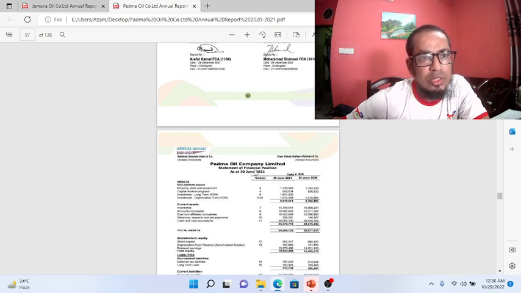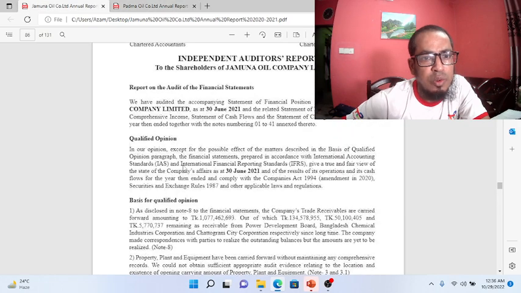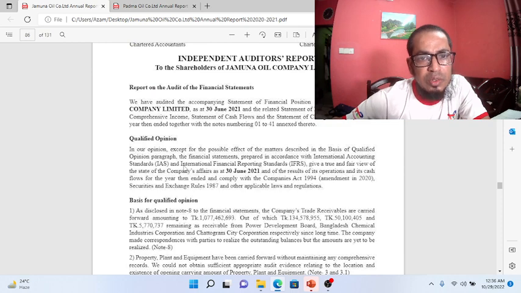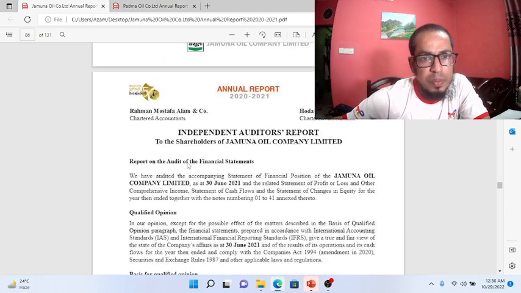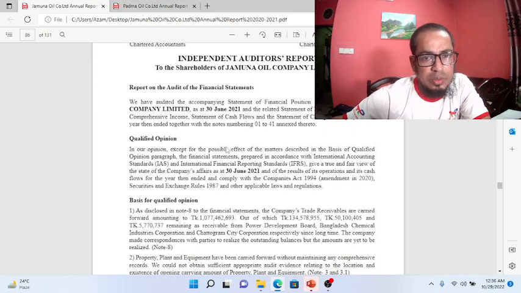And we'll go for Jamuna Oil Company's audit report. This is already published to the public. We have this report available on their website, and shareholders also got their report. So this is the qualified opinion.